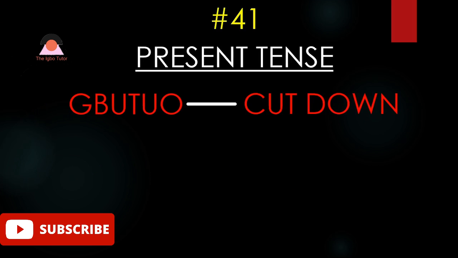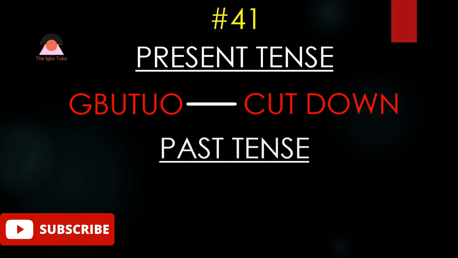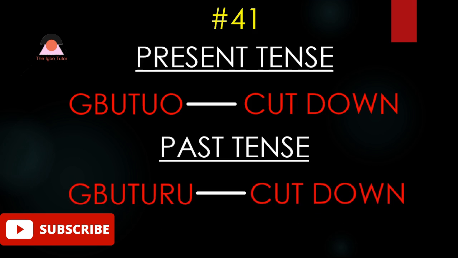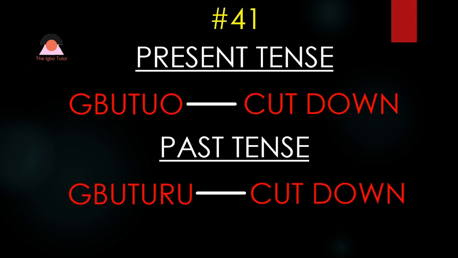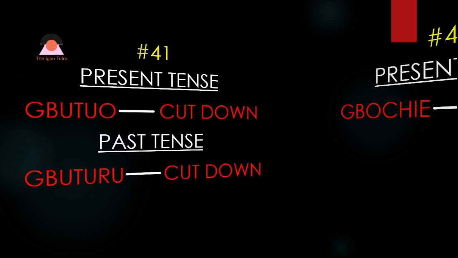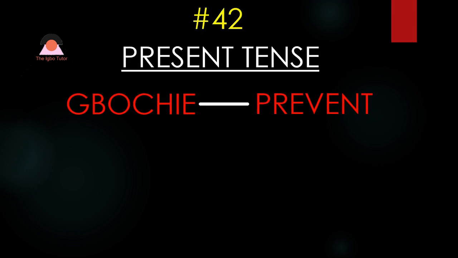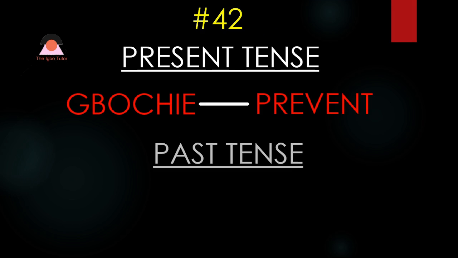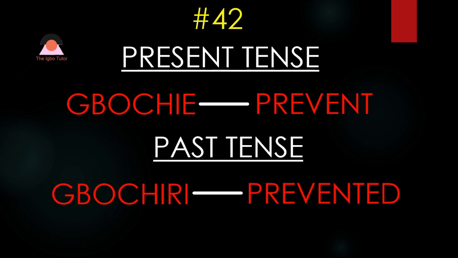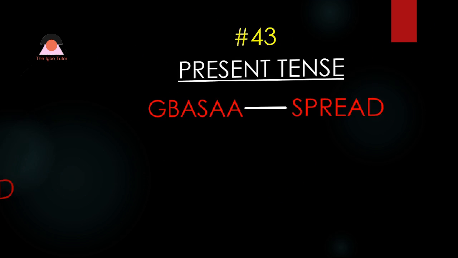And the word is butuo, meaning cut down, as we do for trees. What is the past tense of butuo? The past tense is buturu. Buturu, cut down. Of course, we move on to 42. And the word is bochie, meaning prevent or hinder. What is the past tense of bochie? The past tense is bochiri. Bochiri, hindered or prevented.